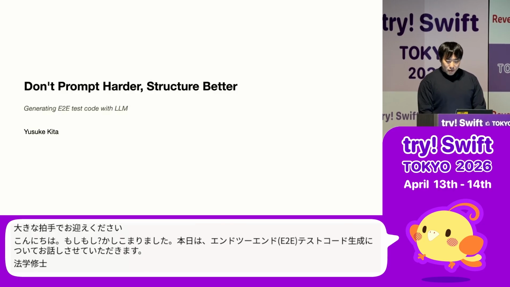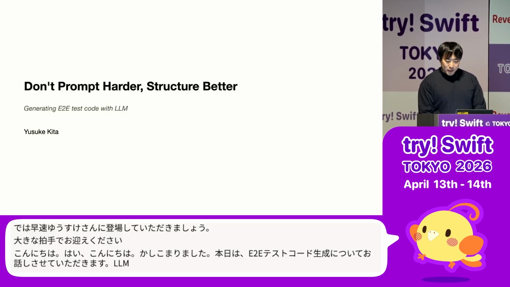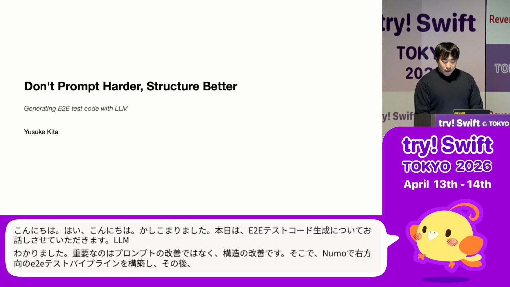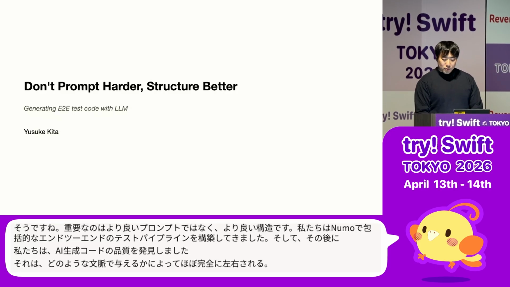The key isn't better prompts, but better structure. So we've been building an E2E testing pipeline for a ride-hailing app at Numo. And along the way, we discovered that the quality of AI-generated code depends almost entirely on what context you give it. It's not how clever you ask.